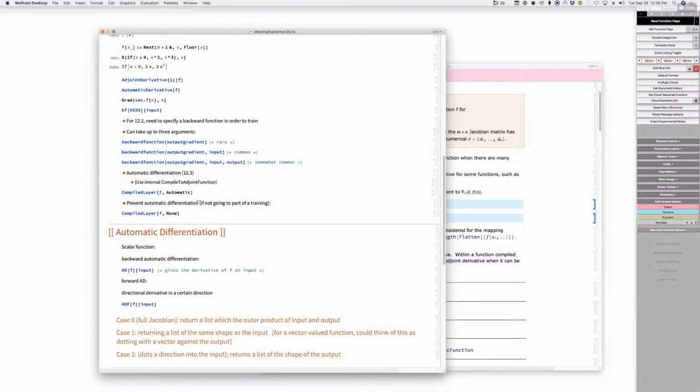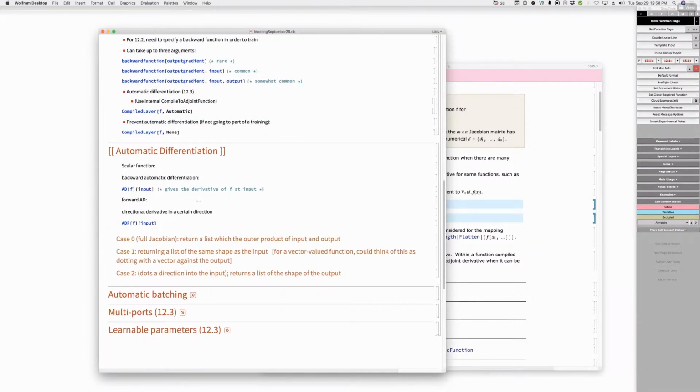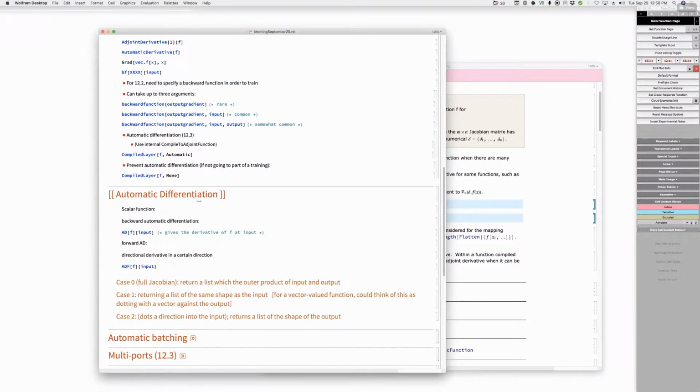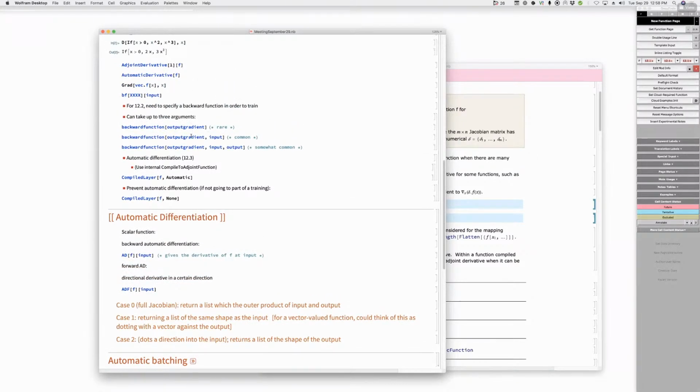So in terms of the function, the order of the arguments. Our logic is that the output gradient is always needed to compute the input gradient.